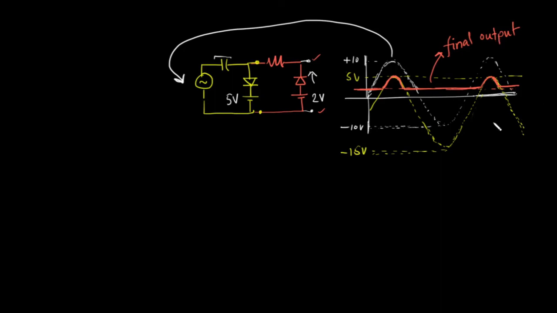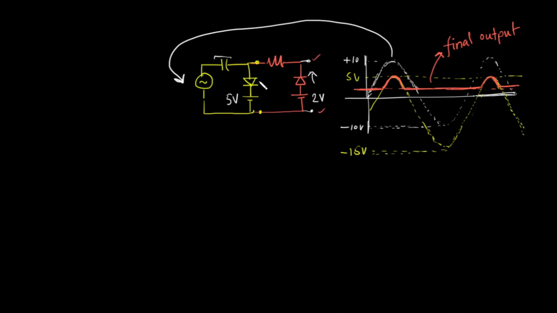Okay, so in this way you can cascade clipper and clamper circuits, different circuits together. You can put the clipper first and the clamper later. You can cascade a clamper and a positive clipper and then a negative clipper and all that. The thing to remember is that you just need to follow the direction of the diode.